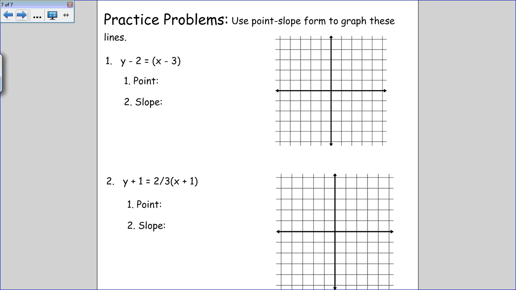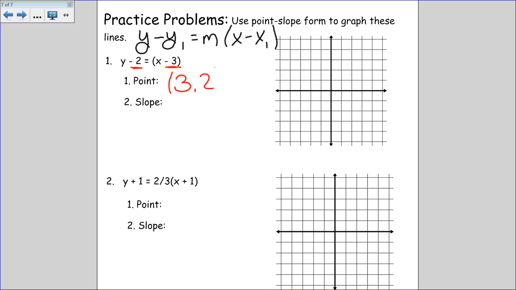Let's practice. In this equation that we're given, we have y minus 2 equals the quantity x minus 3. Okay? Remember, we're supposed to be looking at y minus y1 equals the slope times an x minus x1, okay? So in this one, I see an x1 here and a y1. Our x1 is 3 and our y1 is 2. That's a point that we could graph. So we would go over here to 3, 2, and we could put a point.